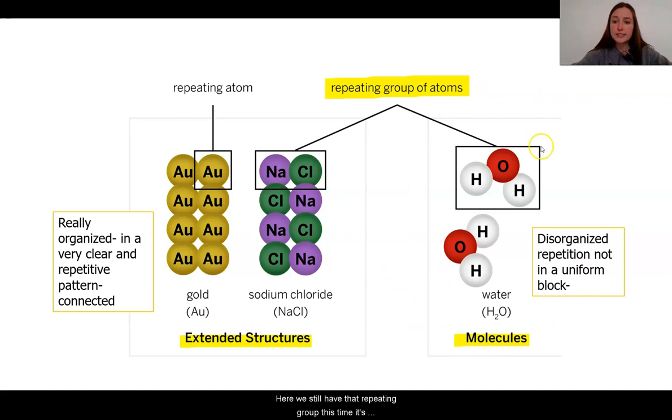Versus here we still have that repeating group. This time it's hydrogen and an oxygen, but notice how these are not connected to each other. They're repeating more randomly, maybe slightly spaced apart, not in this kind of organized uniform block like the extended structure. And that's what we call molecules. So that's a little bit of a differentiation between how these repeating atoms or groups make up these larger structures.